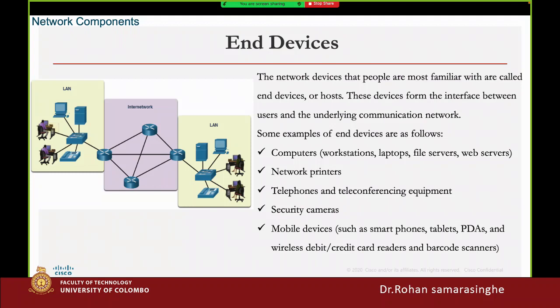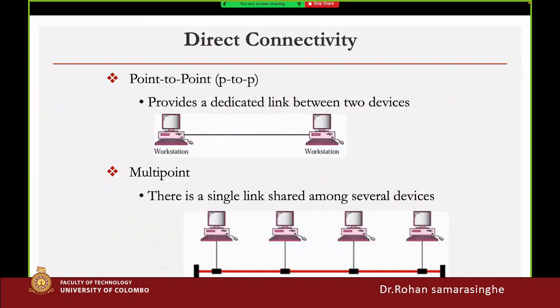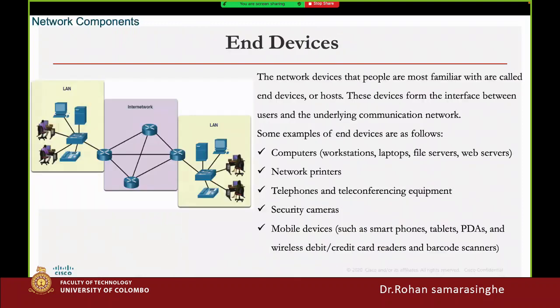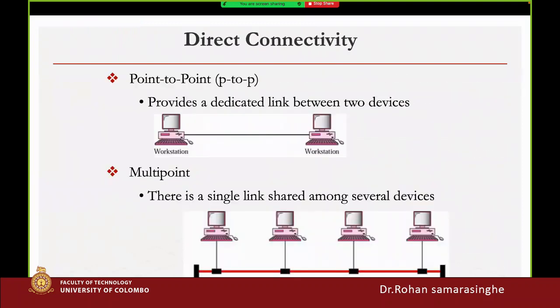The network printers, telephone and teleconferencing equipment. Security cameras also can be connected. Mobile devices such as smartphones, tablets, PDAs and other things. And wireless debit and credit card readers and barcode scanners can be connected to each other. So this connectivity can be direct connectivity. That means peer-to-peer is a direct connection, and multi-point is also a direct connection, where a single line is shared among several devices.